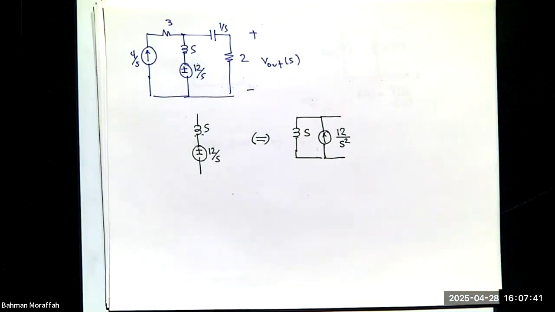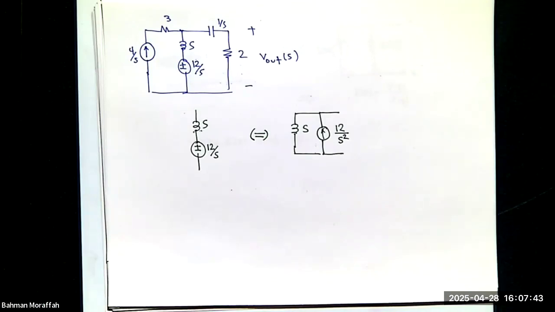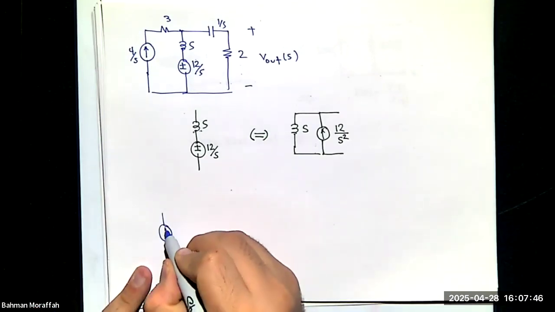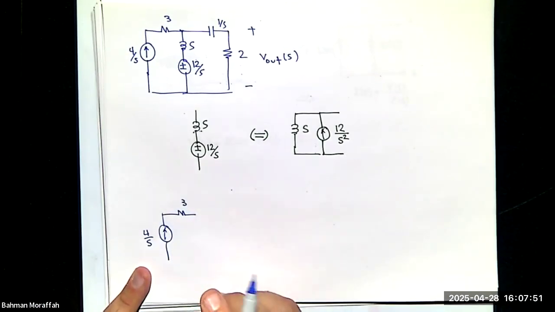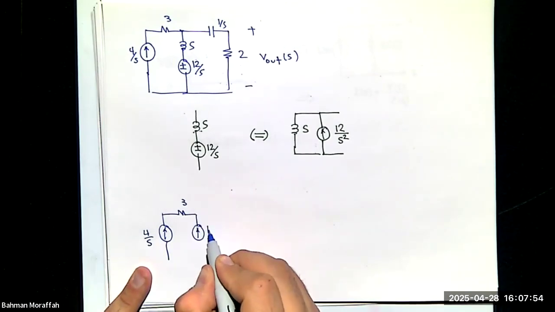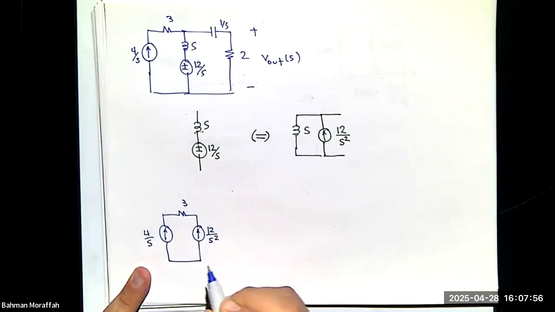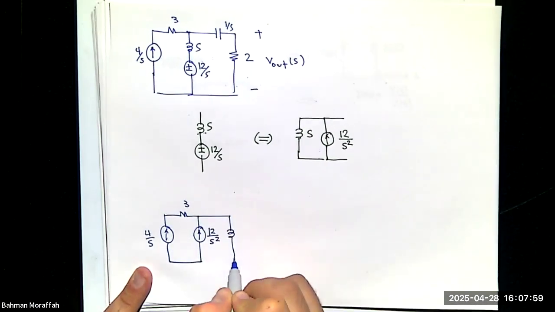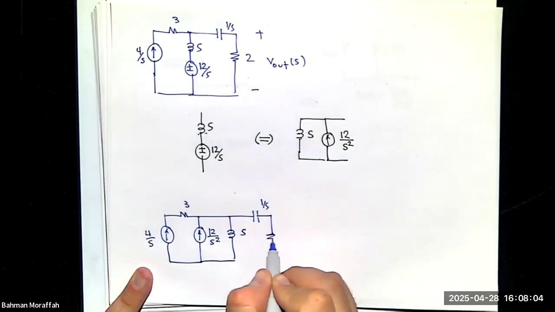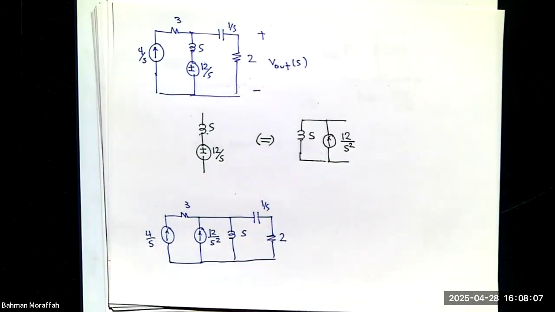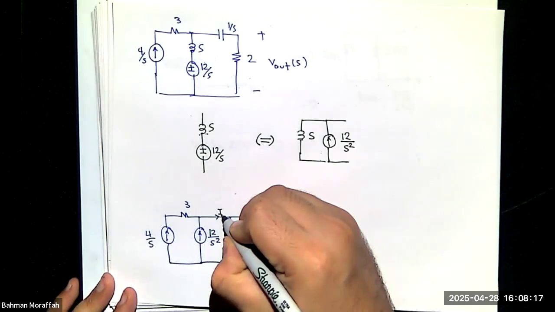Right? So if I do that and redraw the circuit, what does it look like? I have this 4 over S. I have 3. And then I have this 12 over S squared over here in parallel with this S. And then I have 1 over S over here and a 2 over here. Right? Let me call this current over here I.